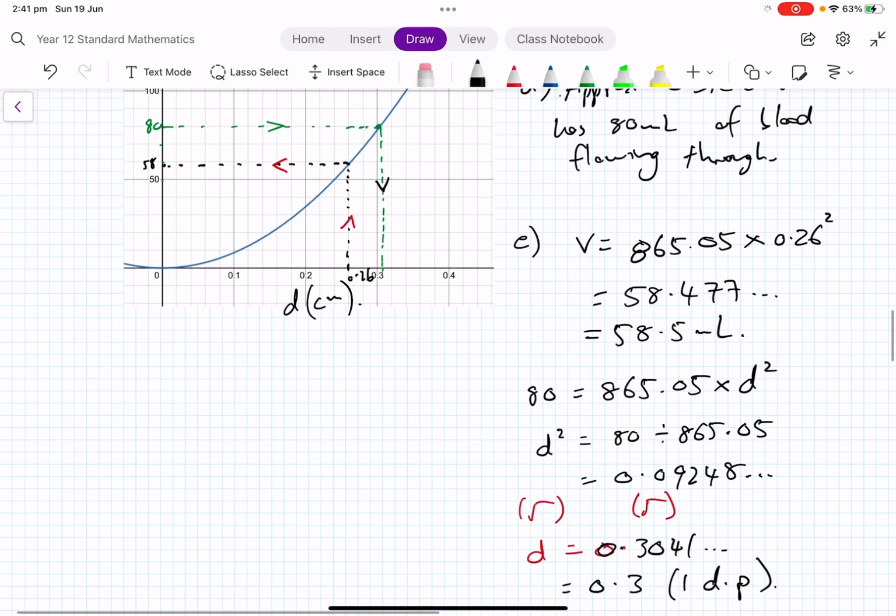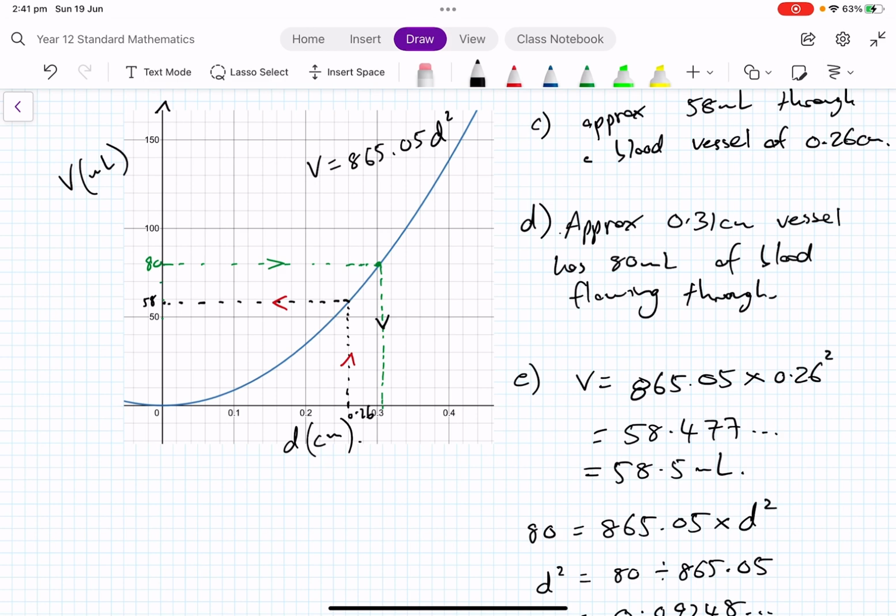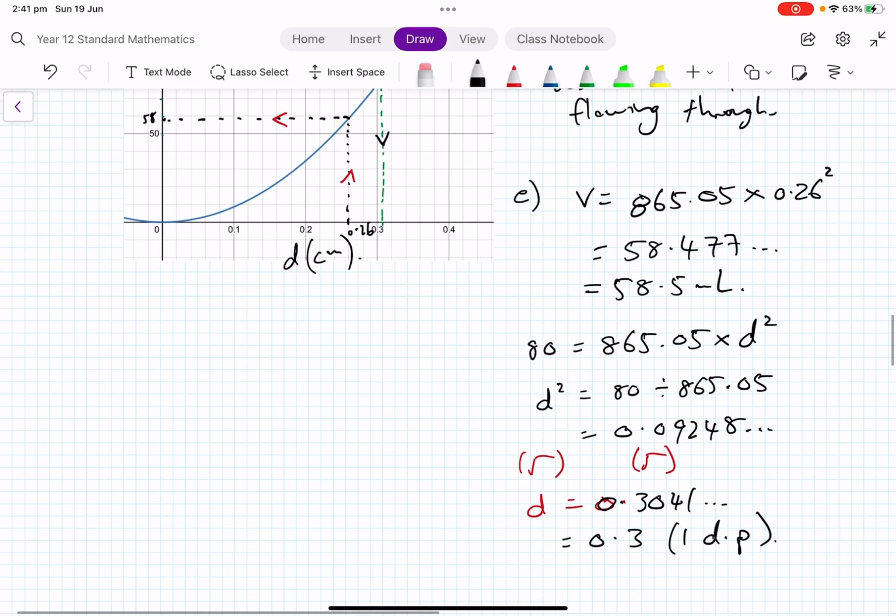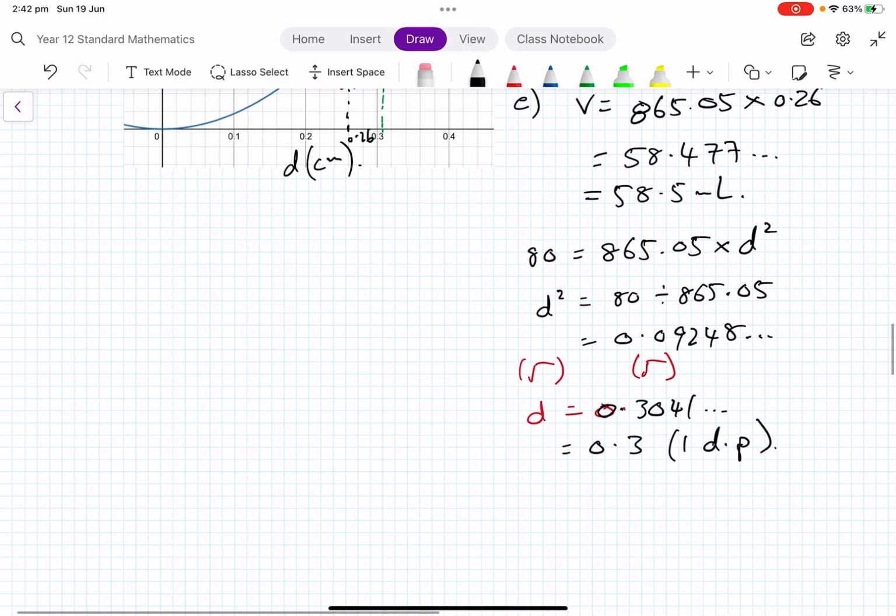So not too bad. Our answer from the graph was 0.31. The calculated answer was 0.3, so the graph should have gone almost directly through, or just slightly more. But the point is, the graph was very close. Okay, I'll do one more HSC question for you.